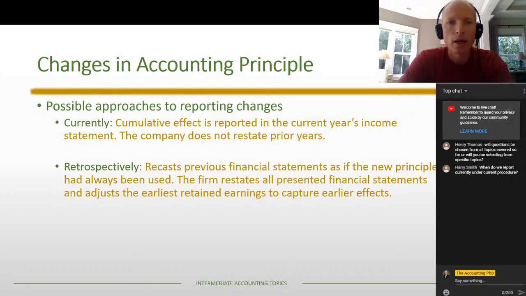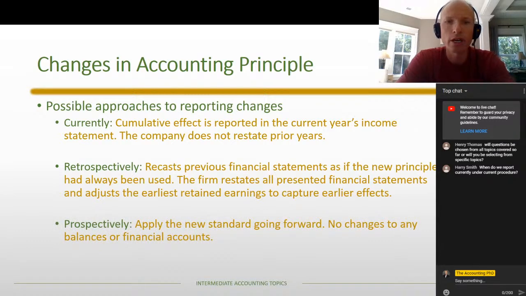All right. The third approach that is a potential approach is what's called the prospective approach. And basically, you only apply the new standard going forward. You don't make any changes to income statements or this year's income. You don't make any adjustments whatsoever. You just basically say, okay, now let's use the new principle, come what may. And so that would be the third approach that we could have used.